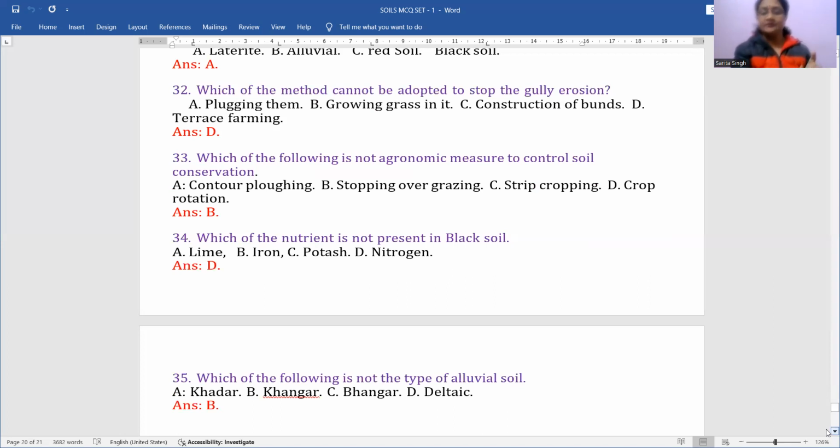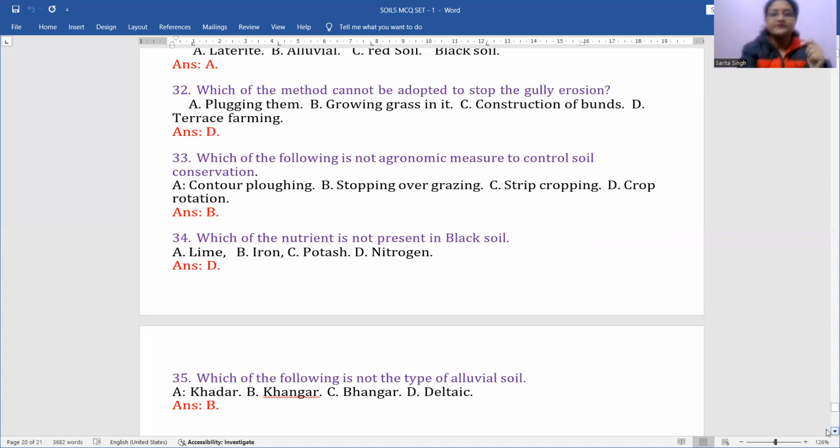देखो, plugging of gullies is one of the methods which is used in those areas to reduce the effect of gully erosion. Number 2, growing grasses in it. This is also somehow it is going to help in reducing the effect of gully erosion. And then construction of bunds, bunding of gullies बोलते हैं उसको, मतलब gullies को जो ravines बन जाती है उसको किसी तरह से ब्लॉक करना, right? और next है terraced farming. Terraced farming has nothing to do with the gully erosion. Terraced farming is found on the slopes of mountains. तो D इसका correct option होगा बच्चों.